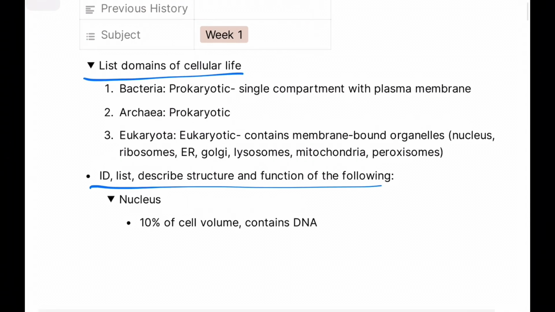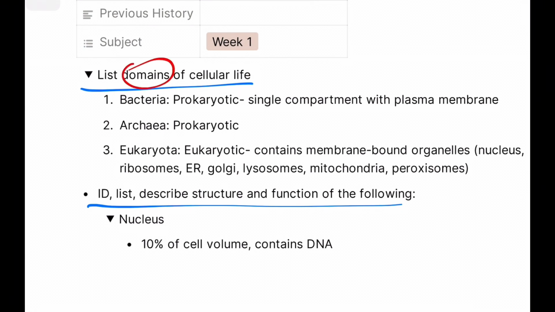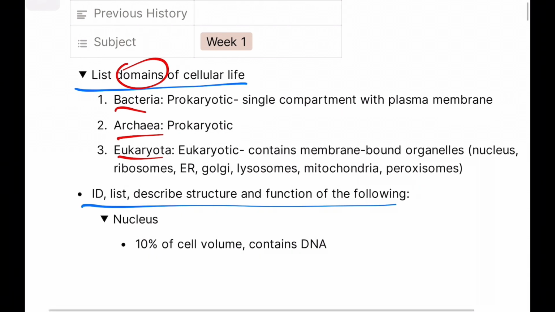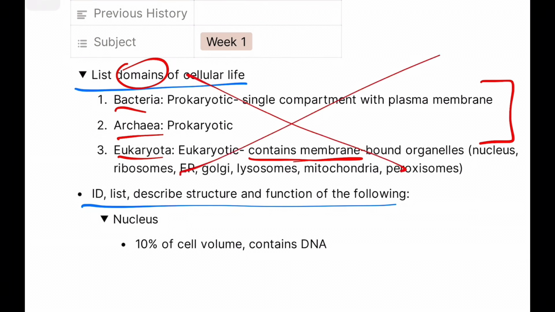Let's just go through them, right? So: list the domains of cellular life: bacteria, archaea, eukaryota. Okay, yeah. How are they going to test us over this? Well, the most likely thing is just that eukaryota have membrane-bound organelles, and the other two don't. That's the only thing that they can possibly test you on. And this is so low yield that I would say don't even write it down, just answer this question in your head, right? List the domains of cellular life.